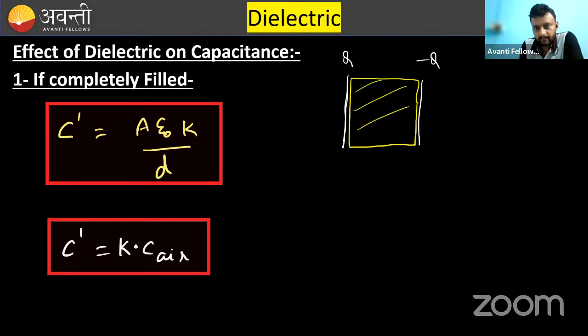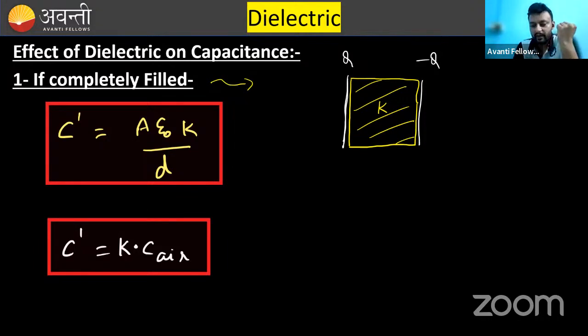This is some dielectric, which is completely filled, with dielectric constant K. So the capacitance of this system will become A epsilon naught over D, which is the capacitance when there was air, multiplied by K. K is the dielectric constant. So it becomes A epsilon naught K over D. Or you can say capacitance in a medium is K times the capacitance when air was between the plates. And this is the case when the dielectric was completely filled.